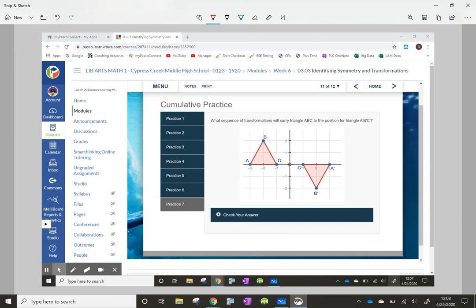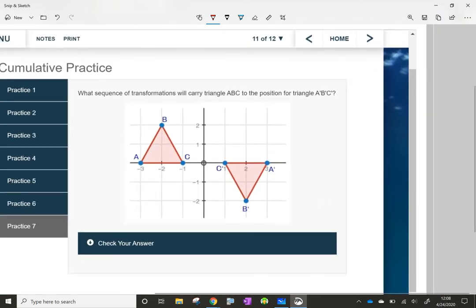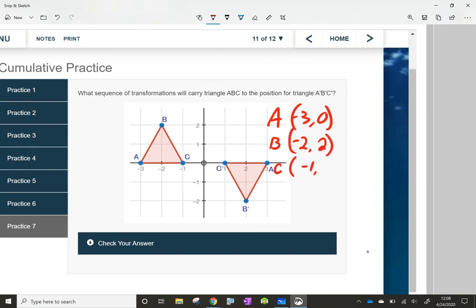And one way, if you can't figure it out by looking at it, is by writing down the points. That would help. So A starts at negative 3, 0. B starts at negative 2, positive 2. And then C starts at negative 1, 0. And then they all change. A prime becomes 3, 0. B prime becomes 2, negative 2. And then C prime becomes 1, 0.